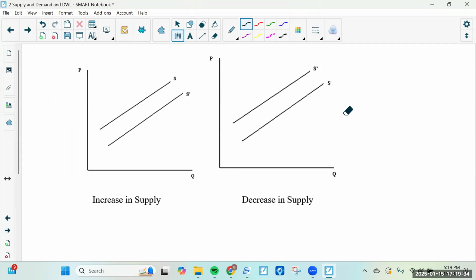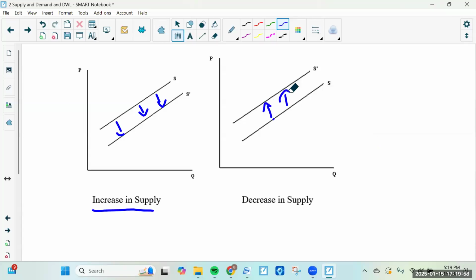All right. Supply curve shift. Increase right, decrease left. So this one over here is an increase in supply. The one on the left is an increase in supply. I really should probably switch these. The one on the right is a decrease in supply.